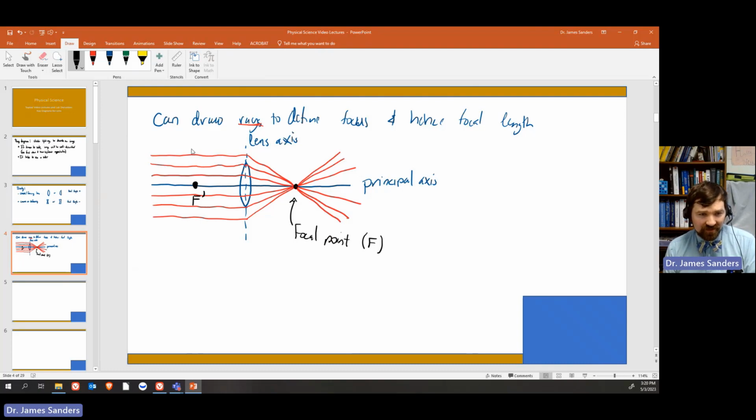And the distances, this right here is lowercase f, the focal length. This right here is lowercase f, the focal length. So basically to your focal point. Okay, so f is focal length.